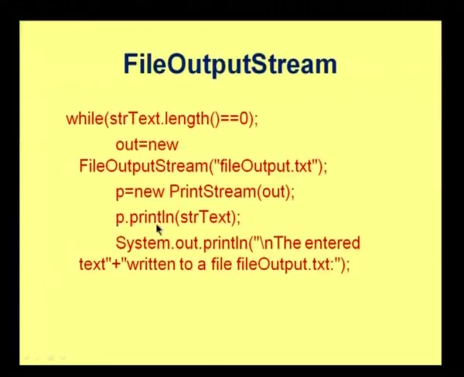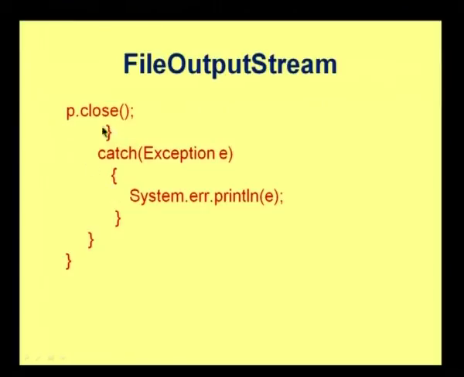Now I am printing these string contents into my print stream. This print stream is connected to this file, so automatically the contents go to the file. I am closing and then coming out. Here I have a common exception. I didn't catch IOException specifically. It's common, so it catches all the exceptions, maybe your file not found exception or maybe your IO exception.